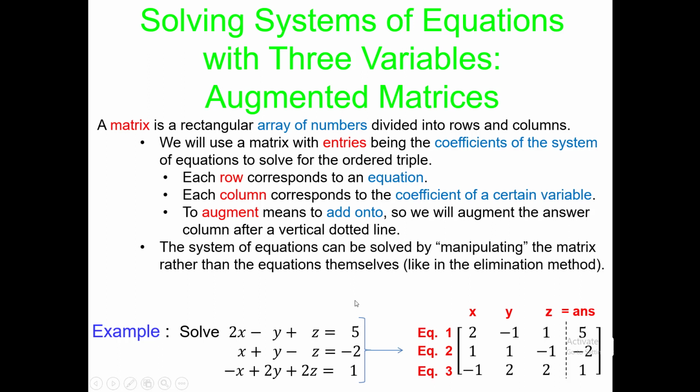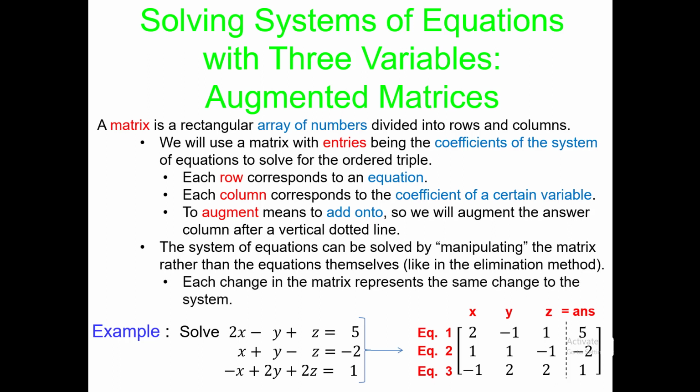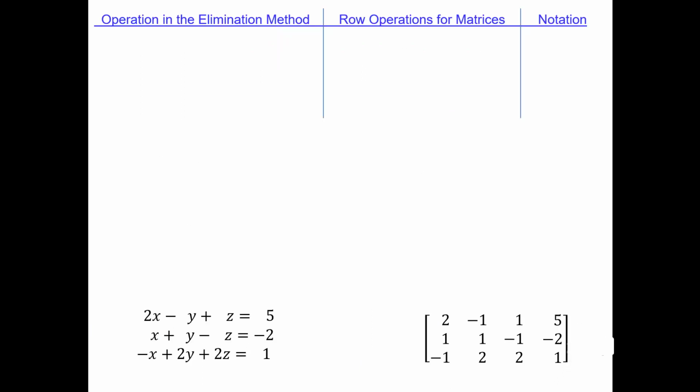Now, the system of equations can be solved very similarly to the way that we did the elimination method. What we're going to see is that every single change that occurs in the matrix represents an identical change to the system of equations if we were to use the elimination method. So let's go over a few different things that we're going to be able to do with this matrix. First of all, if this is the system and we created the matrix, what are some things that we were able to do with the system of equations that we may also be able to do with this matrix?